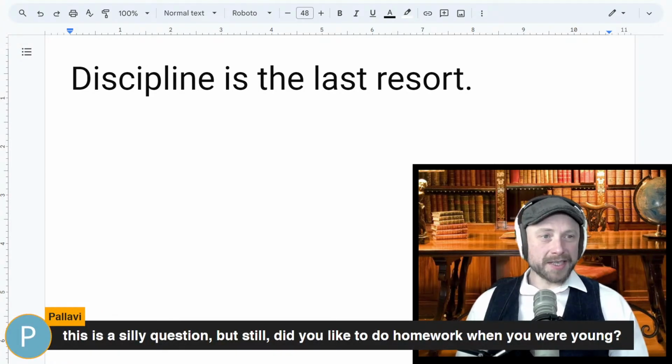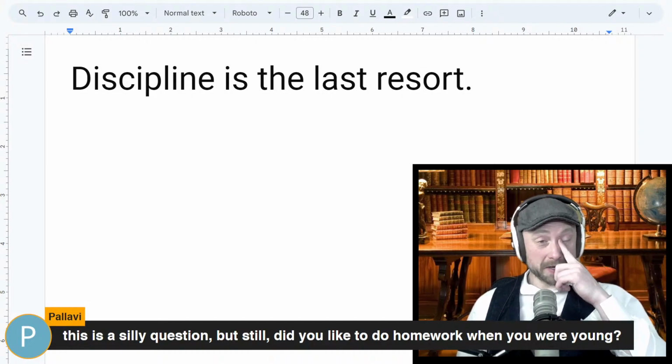This is a silly question, but did you like to do homework when you were young? Some homework, not all. I used to like creative homework, projects. I used to like maths homework. I used to really enjoy essays at university, but some homework I really didn't like. I didn't like homework when we had to just copy stuff. I found that really boring. Any homework that was boring, I didn't like. I wanted challenging homework, not boring homework.